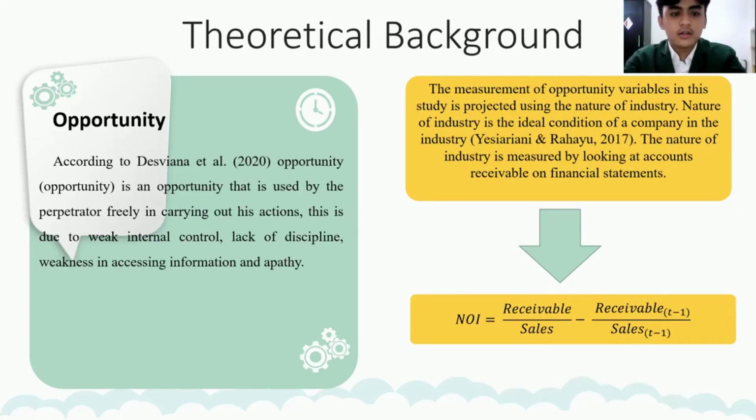4. Opportunity. Opportunity is used by the perpetrator freely in carrying out his action. This is due to weak internal control, lack of discipline, weakness in accessing information, and apathy. To measure the variable opportunity, I'm using nature of industry.